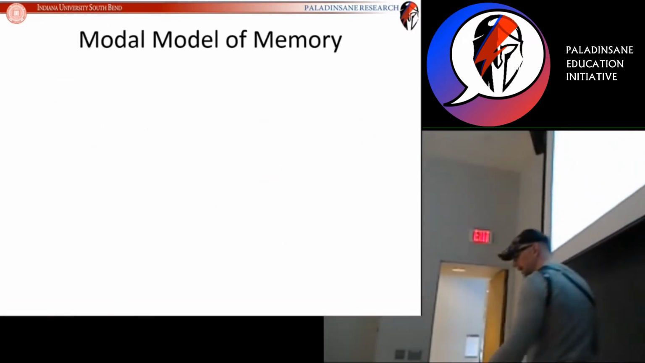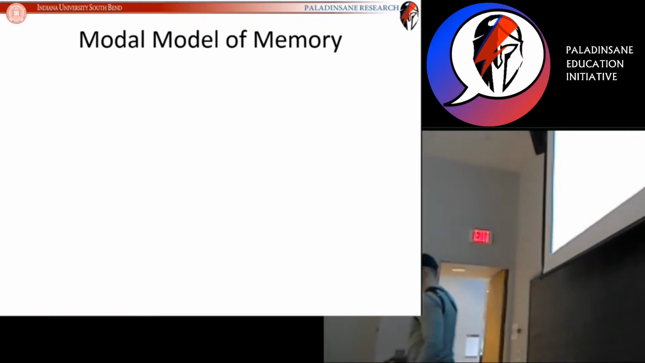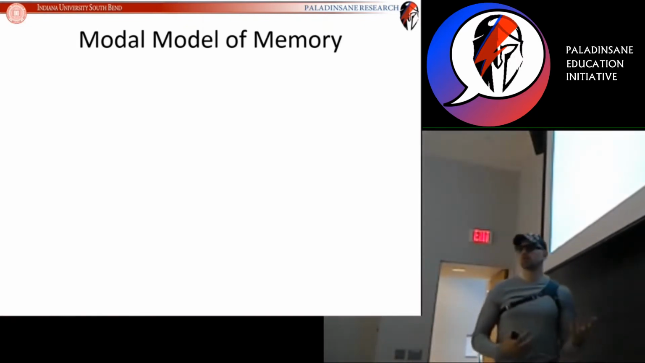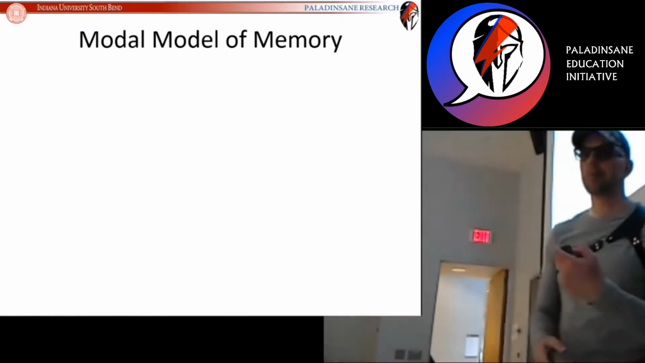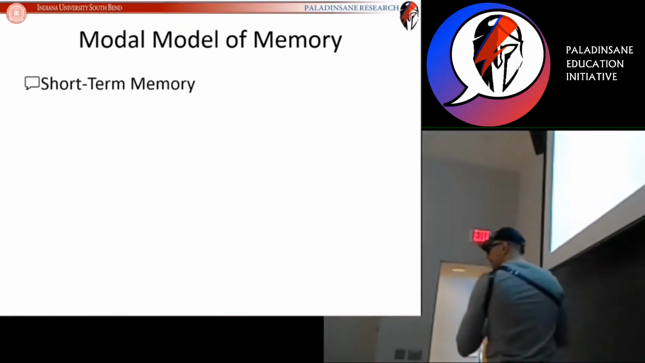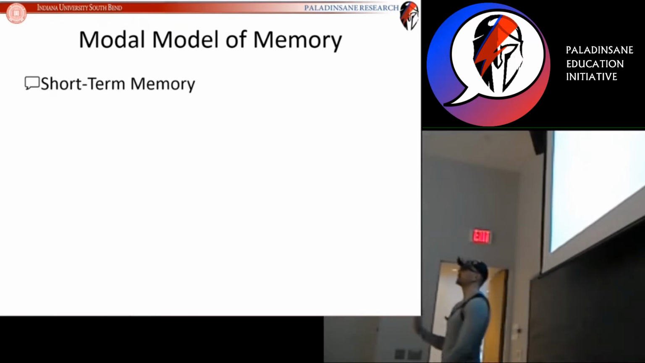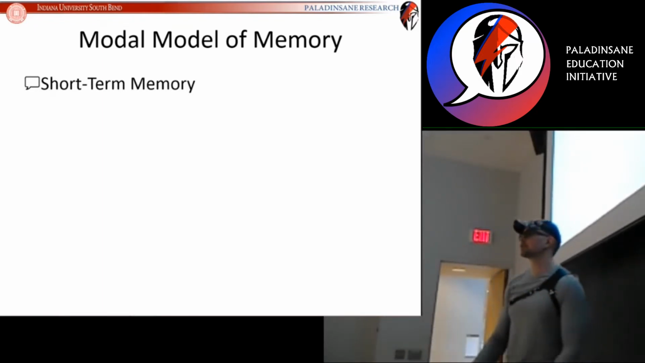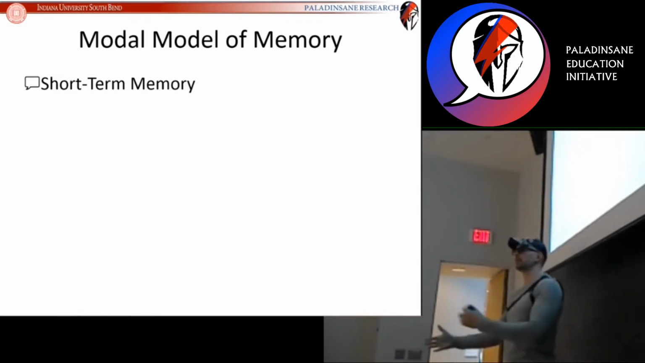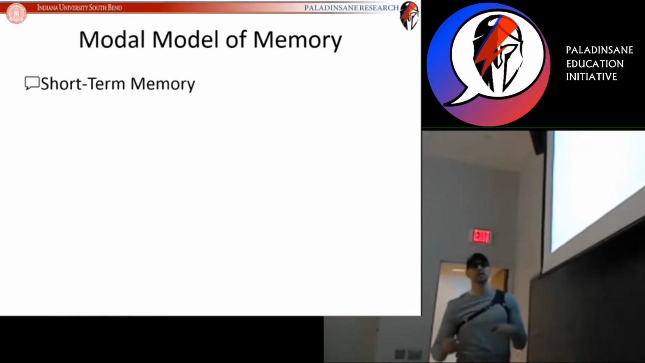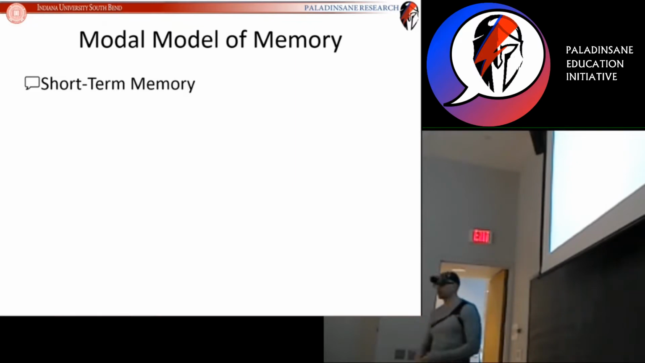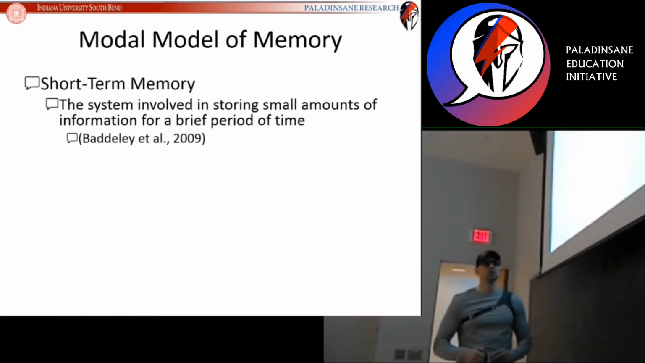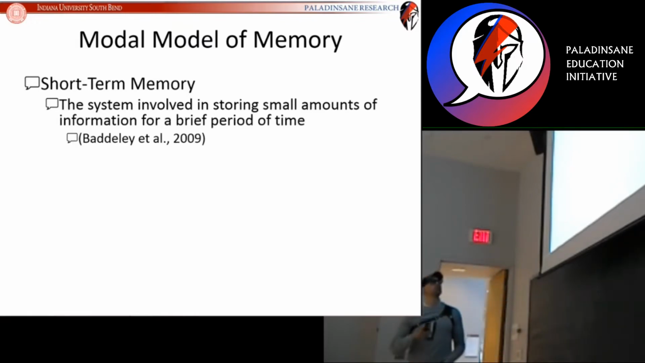Early on in memory research, they came up with this idea of modal memory. It was known as the modal model of memory, and that's a mouthful. But anyways, it was the idea that we have different types of memory. We have different ways of remembering things, just the same way that we have different ways of perceiving things: vision, audition, touch, and taste. So they identified these different modes of memory. The first one is short-term memory.